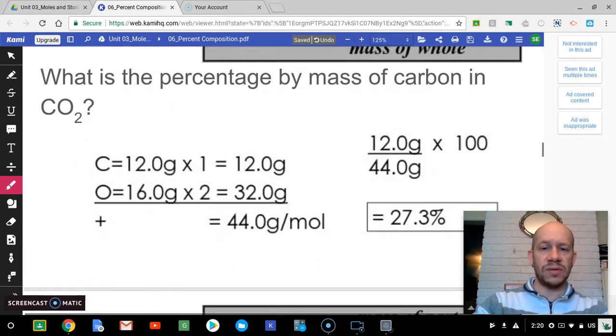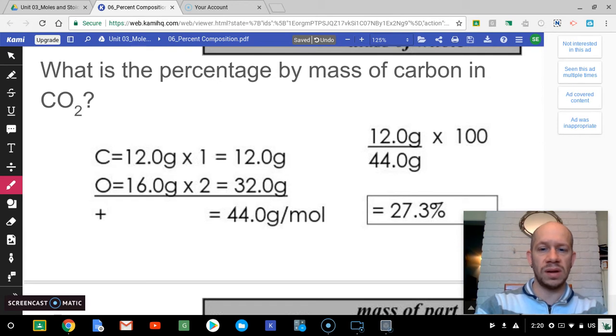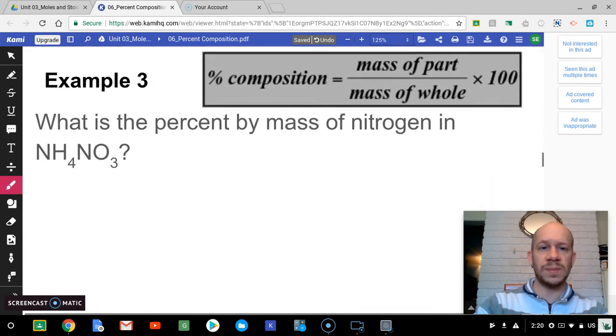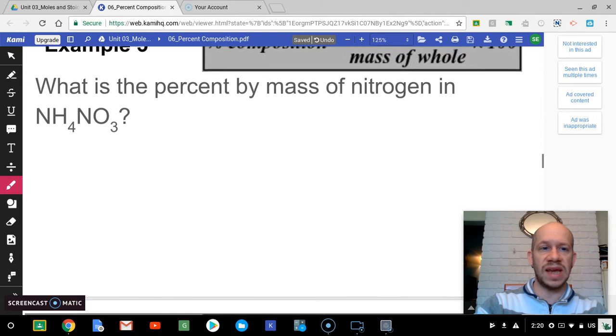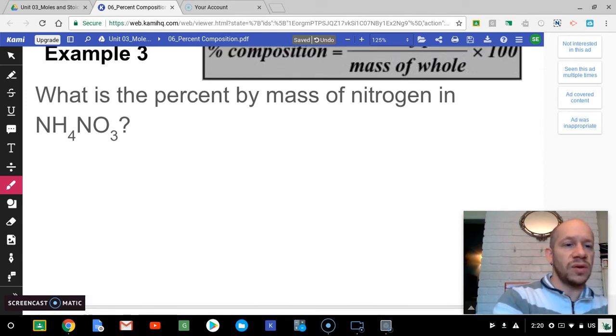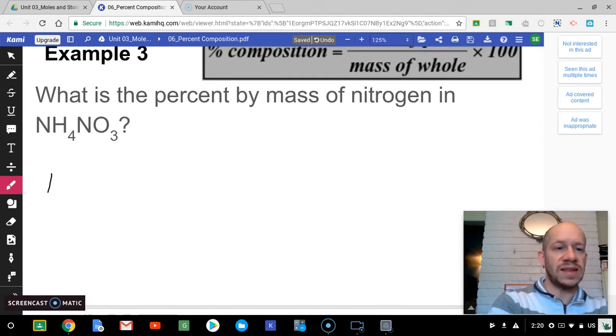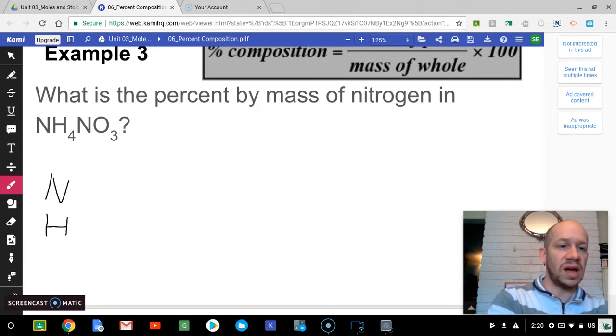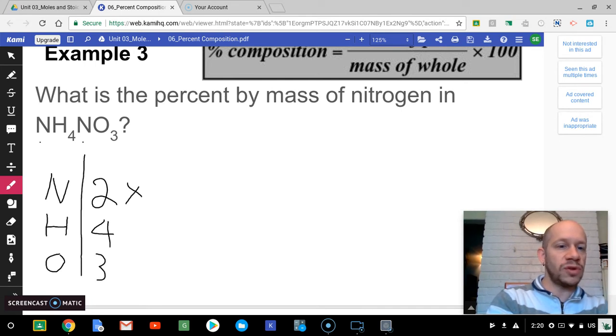Here that is listed out so that you can double check your work. Example 3, what is the percent by mass of nitrogen in NH4NO3? Following our same strategy, calculate the GFM of our whole compound. We have nitrogen, hydrogen, and oxygen. There are 2 nitrogens. Make sure I count both. Look, 1, 2. There are 4 hydrogens, and there are 3 oxygens. Multiply by their masses from the periodic table. Nitrogen is 14, hydrogen is 1, and oxygen is 16.